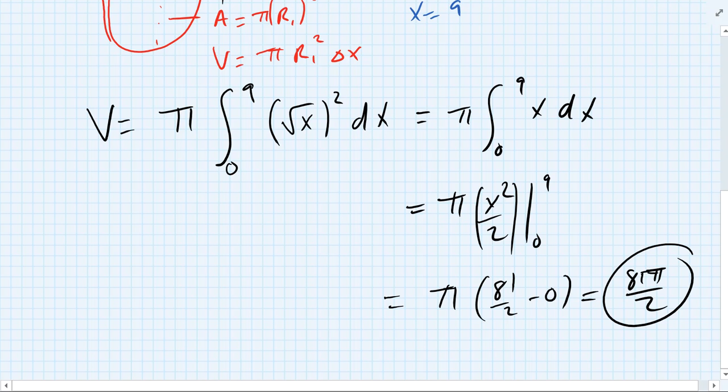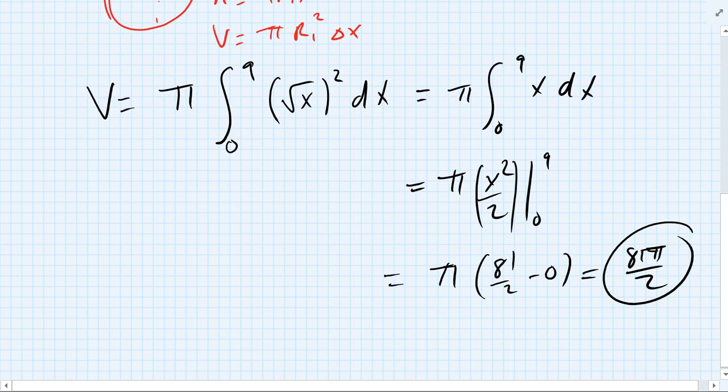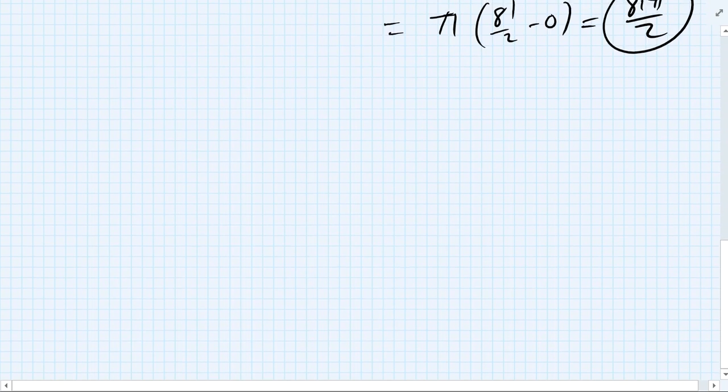That was easy. Was the calculus really easy? For most of these problems, the calculus is really easy. Getting it set up is the hard part. Okay, are we just going to revolve around the x-axis today? No. So let's do a y one now. Here's our example 2.